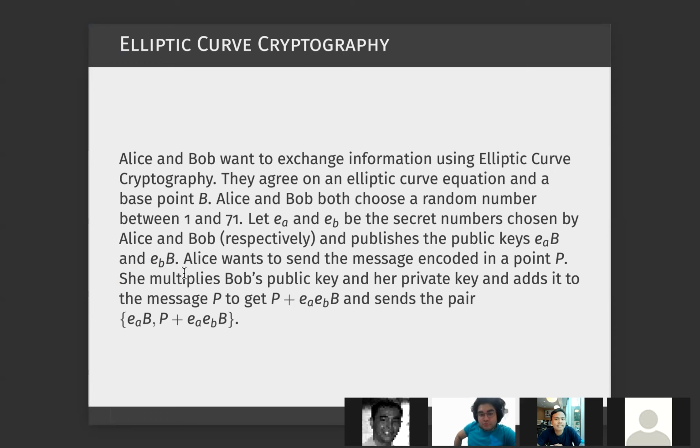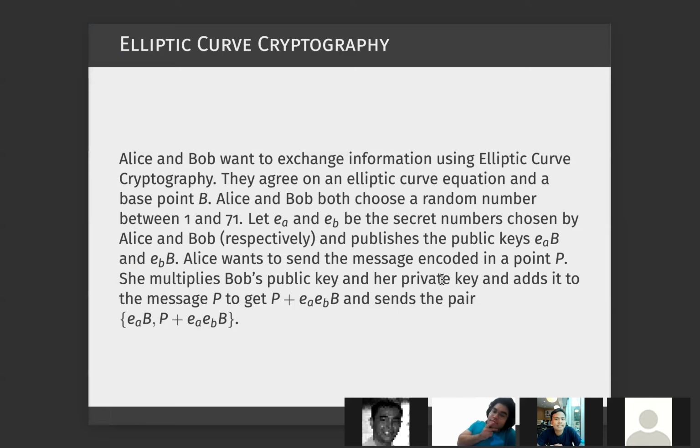So if Alice wants to send a message encoded in a point, you have a message. A message is a number, no? Everything should be translated to a number, and that number gives you the corresponding point in the elliptic curve. Call it point P. Once you get P, this is the information you want to send to Bob, but you want to encrypt it. So how would Alice do that?